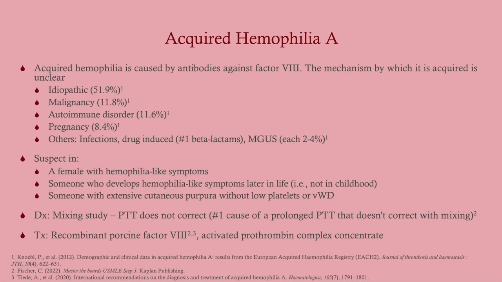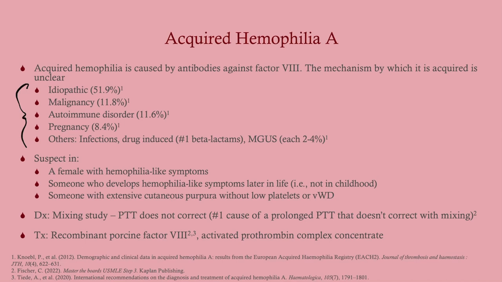Okay, now acquired hemophilia A is caused by antibodies against factor 8. And there's a number of ways you can develop these antibodies, but what they all have in common is that they have these antibodies against factor 8, it deactivates them, and as a consequence, they basically have the picture of hemophilia. So I put here the number of causes. Most of the time it's idiopathic, but there may be an underlying malignancy or a history of an autoimmune disorder. Suspect this in a woman or a girl with hemophilia-like symptoms just because they tend to be X-linked recessive when it's congenital. So if you've got a female patient with hemophilia-like symptoms, consider that it's acquired.